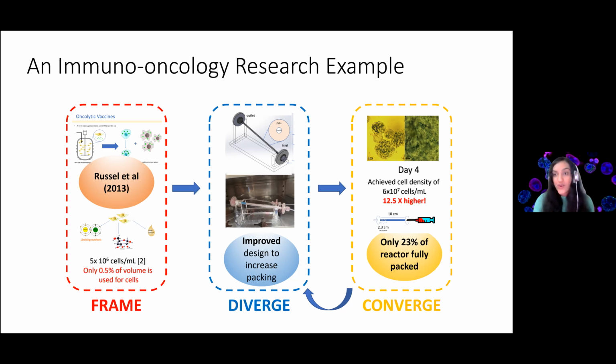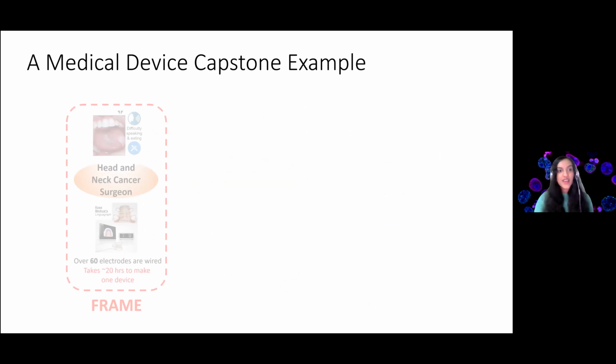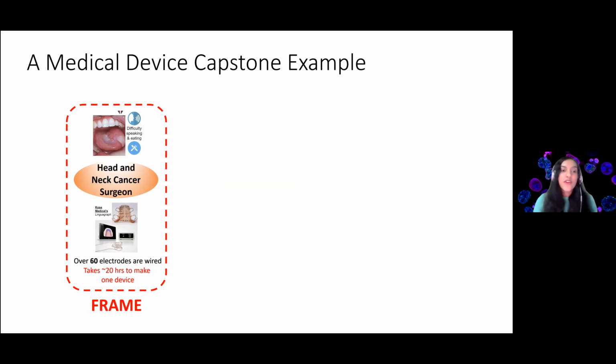So that's an immuno-oncology related example, but I also wanted to show you an example of how different cancer research can look. And this is in the context of the capstone design course I was talking about, and we're looking at designing a medical device. So we were presented with a problem by a head and neck cancer surgeon, which made the framing part really easy for us because the problem was already there.